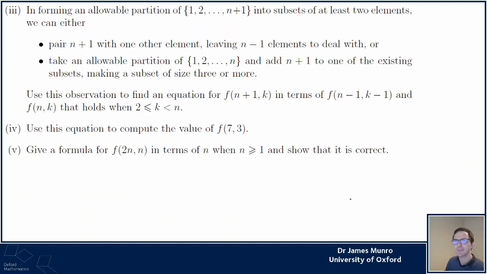Let's find out. Part 3 gets us to think about a recursion relation to relate values of this function to previous values. We're asked to find an equation to relate f of n plus 1, k, so that's splitting n plus 1 items into k subsets.